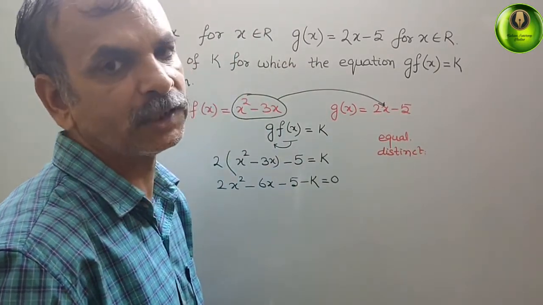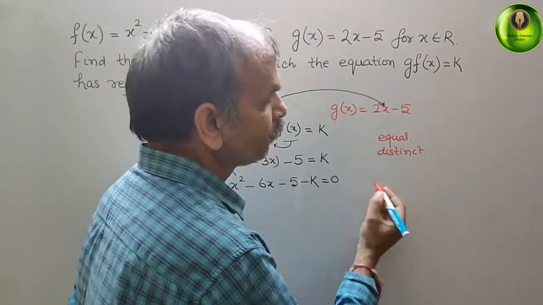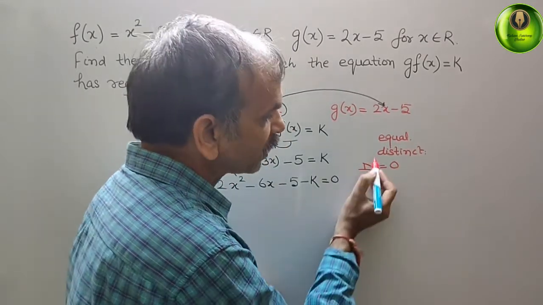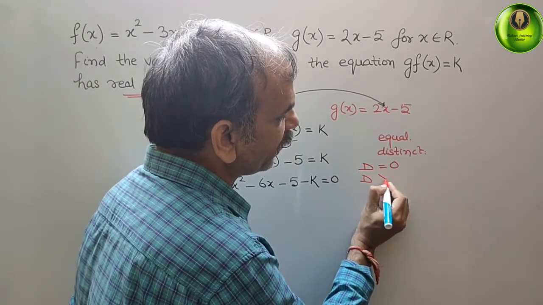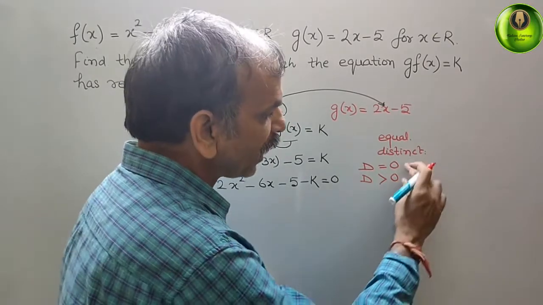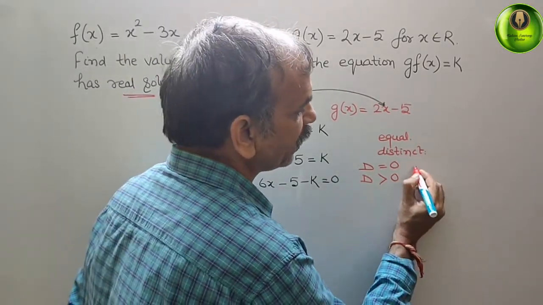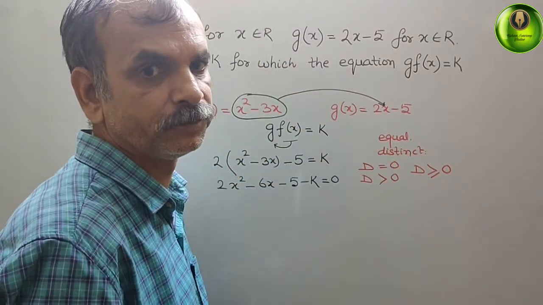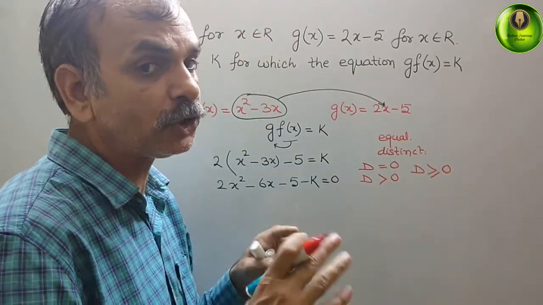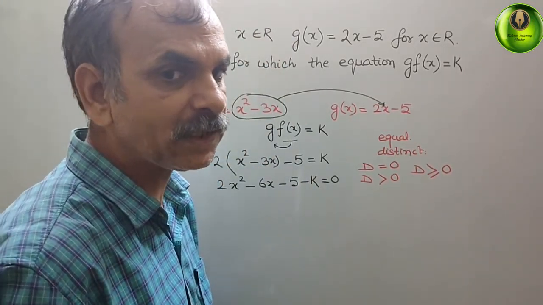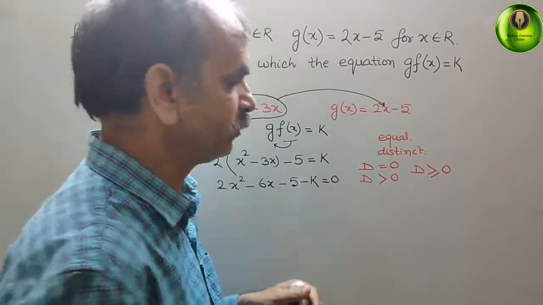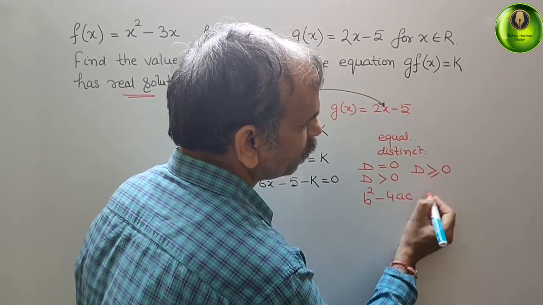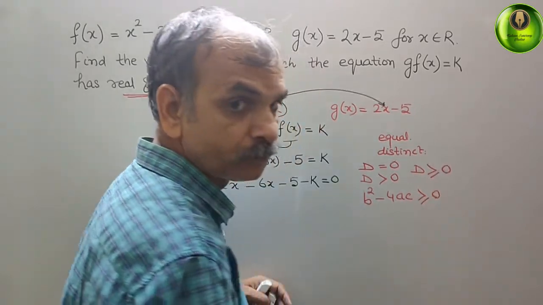For these two conditions, what is that? First, for equal, your discriminant should be equal to 0. For the second one, your discriminant should be greater than 0. So both are real. Therefore, we will write here D is greater than or equal to 0. They are the real solutions. Now comes your discriminant. What is your discriminant? Discriminant is nothing but b square minus 4ac. It should be greater than or equal to 0 now.